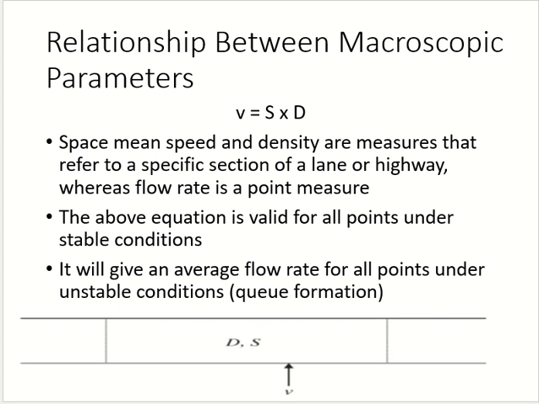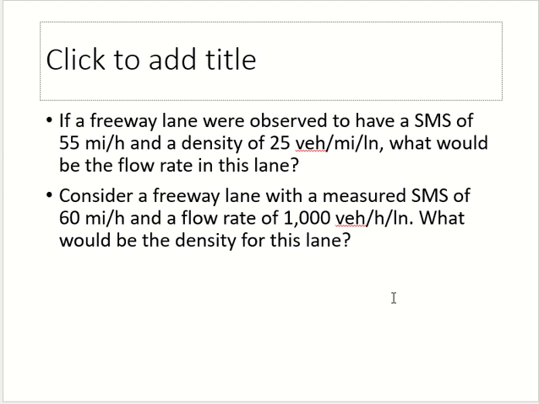So if there's a ramp here, I will take the portion before the ramp as one part and the portion after the ramp as another part. And I will recalculate S and D for each part and the flow will be only for that part of the section. Clear? Any questions? So remember, flow equals speed into density.